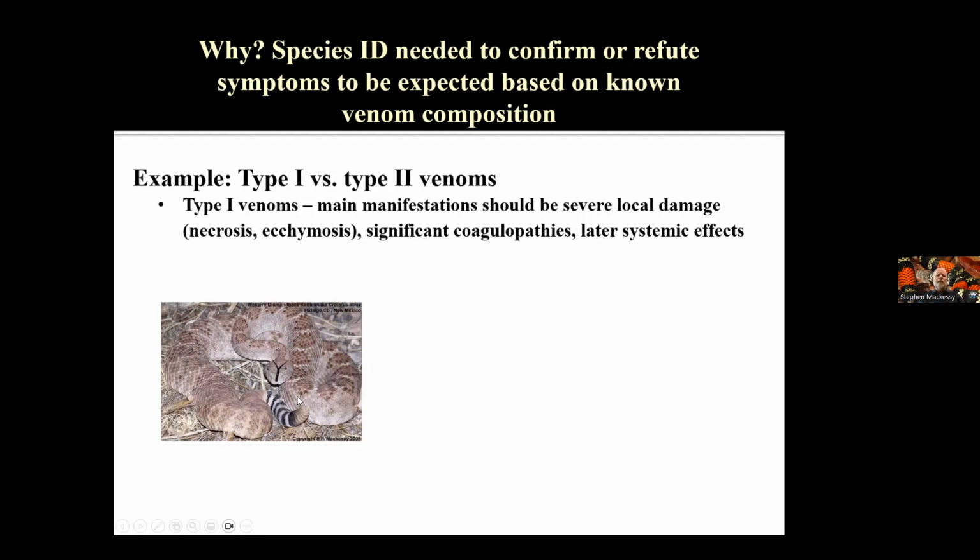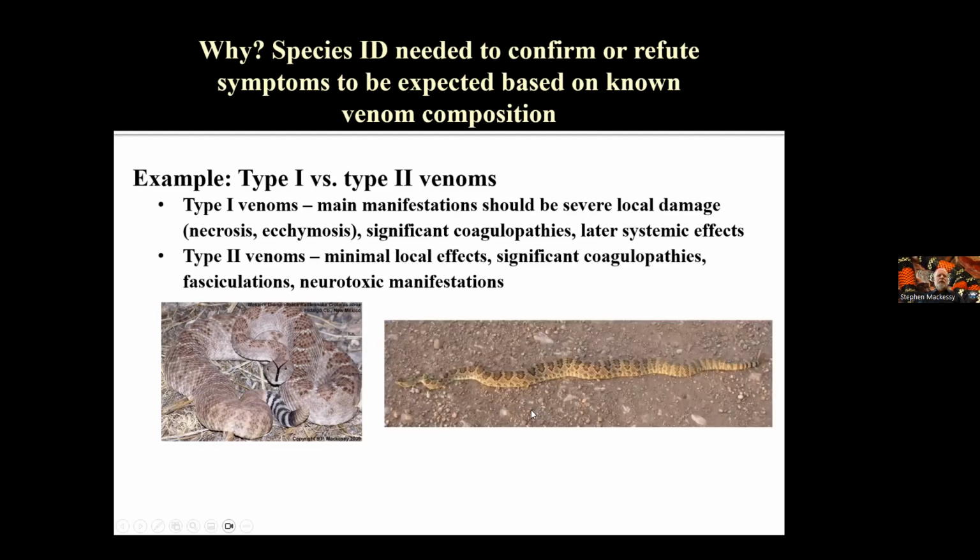Western diamondbacks, such as this one here, produce a lot of local damage. They can in fact go systemic and cause problems, but that's typically a later manifestation. In Mojave rattlesnakes, that we've heard a little bit about already, what we would expect are less in the way of local effects, but in fact development of a variety of problems, including neurotoxic manifestations. But that doesn't actually seem to be the case, at least in the few studies that have looked at human envenomations in a systematic sort of fashion.